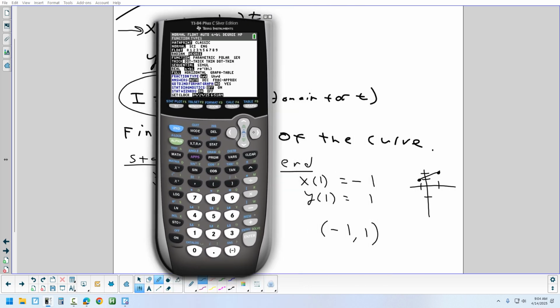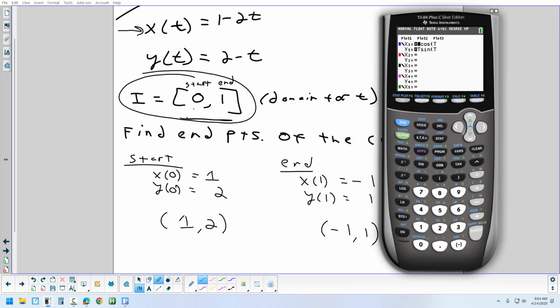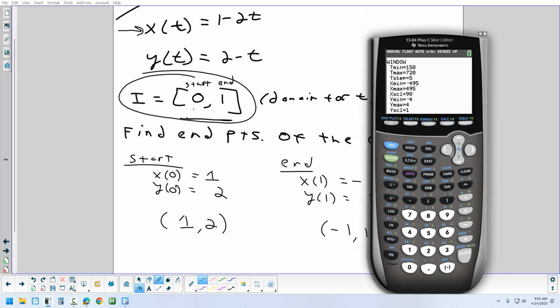So let's go to parametric. And let's type in our first graph. So we've got 1 minus 2t. Remember, to get the t, you just press what used to be the button for x. And 2 minus t. All right. Now, we got to go to window. Okay. I like to go a little bit beyond the start and the end.